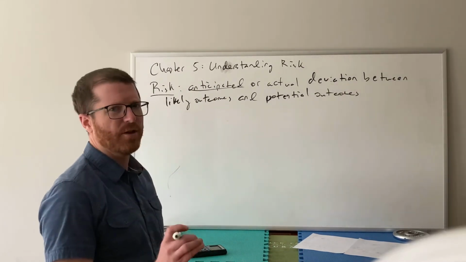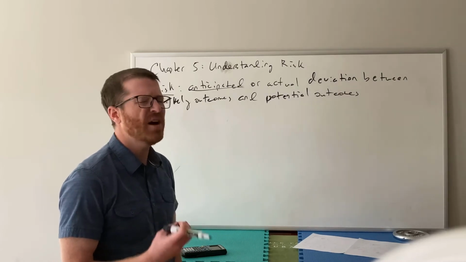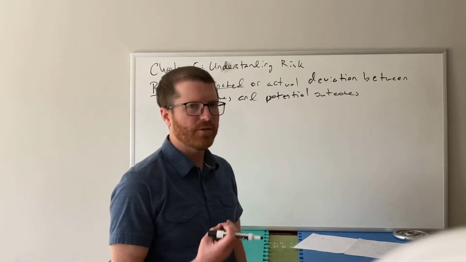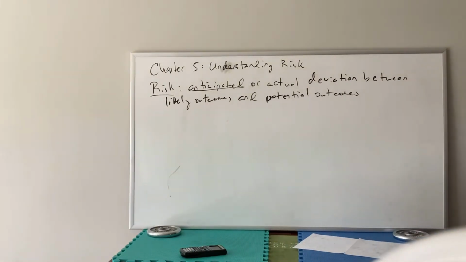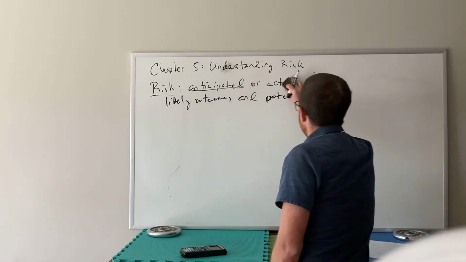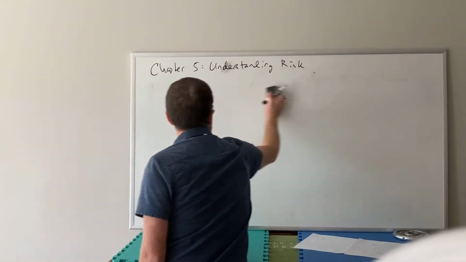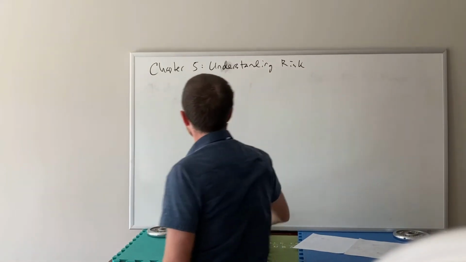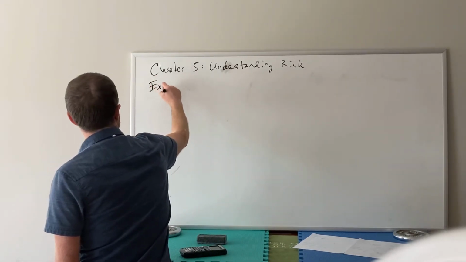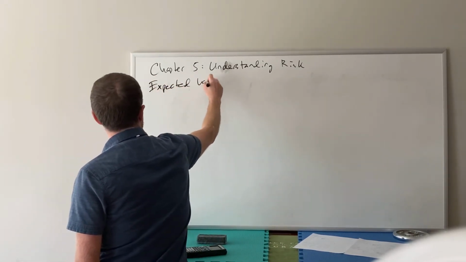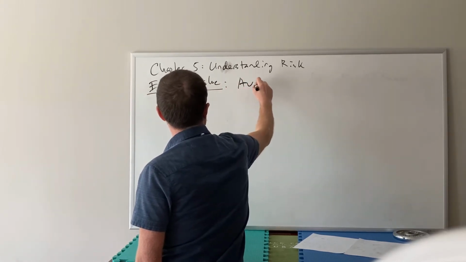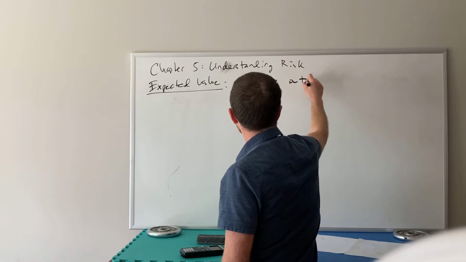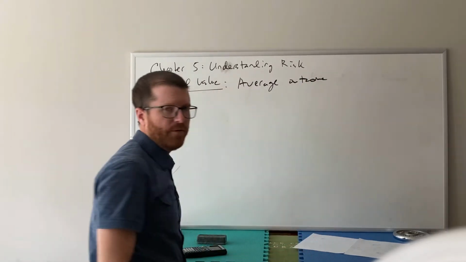Probably the best way to measure risk, or the easiest and certainly the most common way to measure risk, is to think about standard deviation, okay? So if we want to solve for standard deviation, the first calculation we need to make is expected value. And this is really just the average outcome of any particular event, okay?